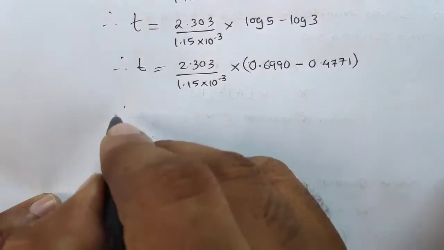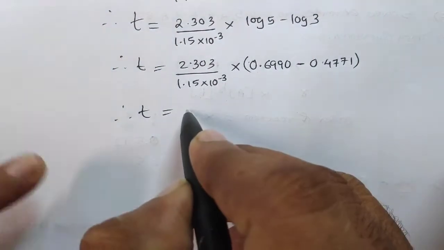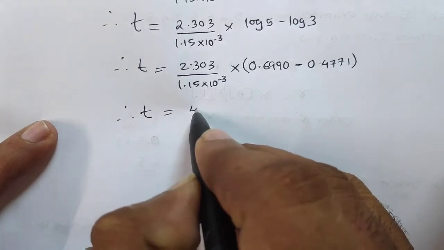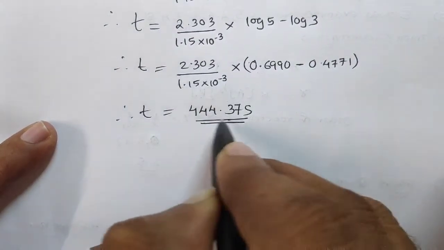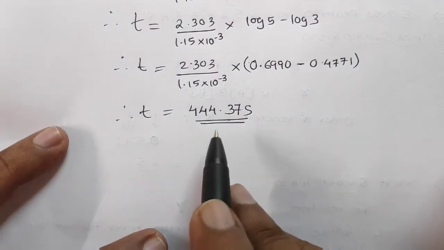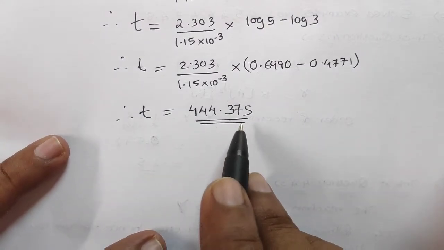So therefore t will be equal to, if you calculate this, 444.37 seconds. So how long will it take? This much time it will take for the reactant to go from 5 gram to 3 gram.